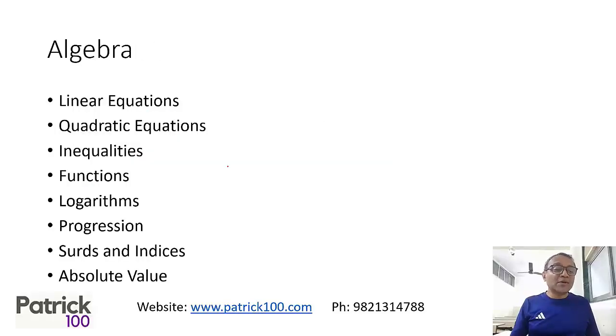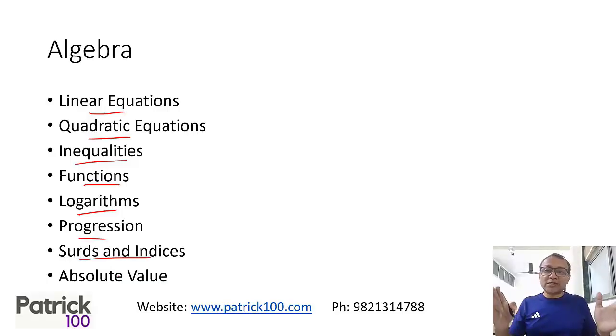If you look at algebra, you have linear equations, quadratic equations, inequalities, what normally comes in the CAT, and other functions, yes. But these will not be very complicated functions. It is a simpler version of it. Logarithms also will be simple questions, not as complicated as CAT. Progression, surds and indices, and absolute value. So these are the areas of algebra that you can work on, including equations with absolute values.